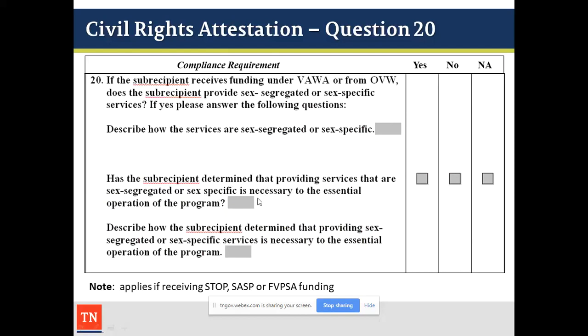and have you determined that it's essential to the operation of the program, and how you determined that.